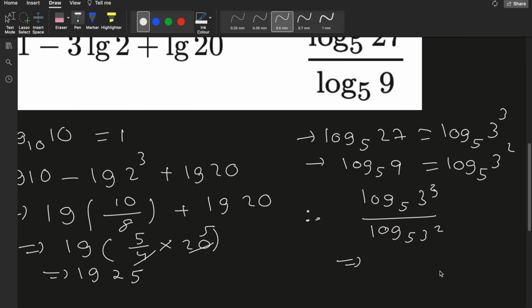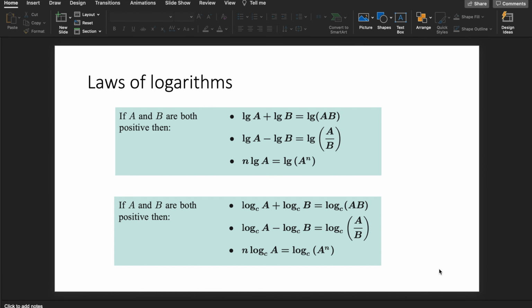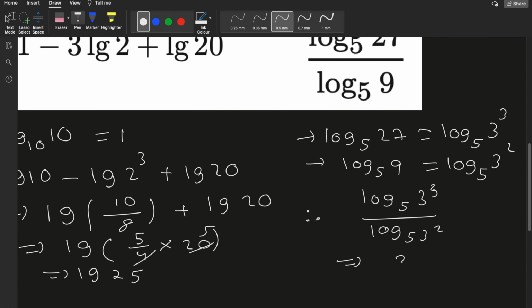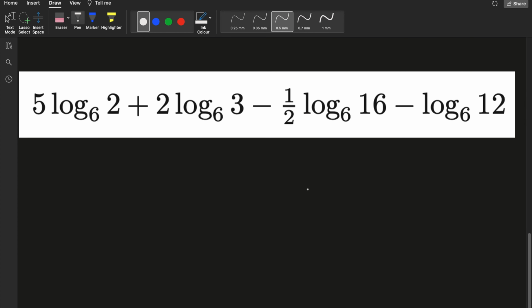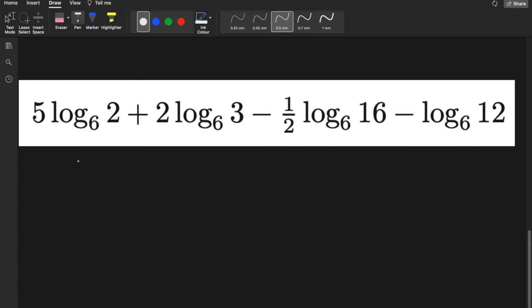But then according to the third rule, this one, we can write this as 3 times log 3 base 5 divided by 2 into log 3 base 5. We can cancel these two out because they're literally the same thing, which leaves us with 3 divided by 2. So that's our solution. Now let's do this lengthy problem.